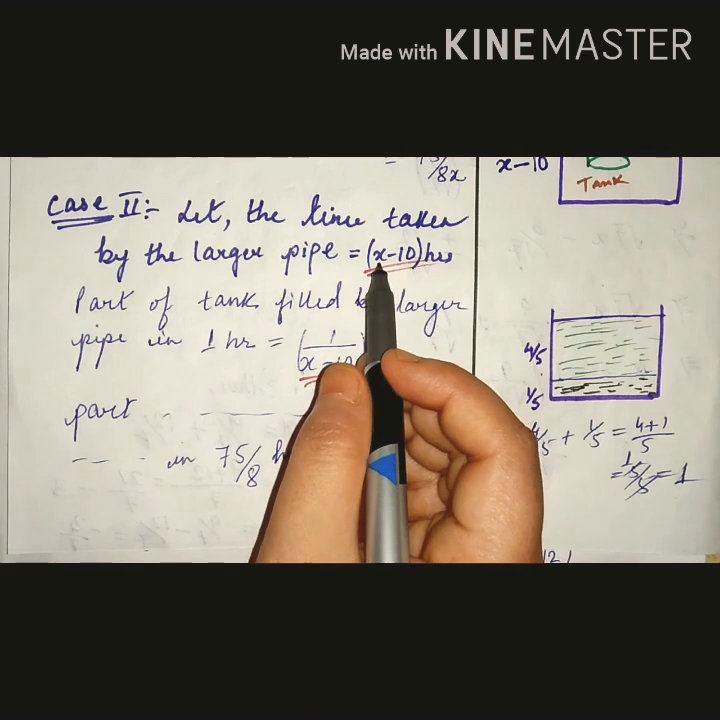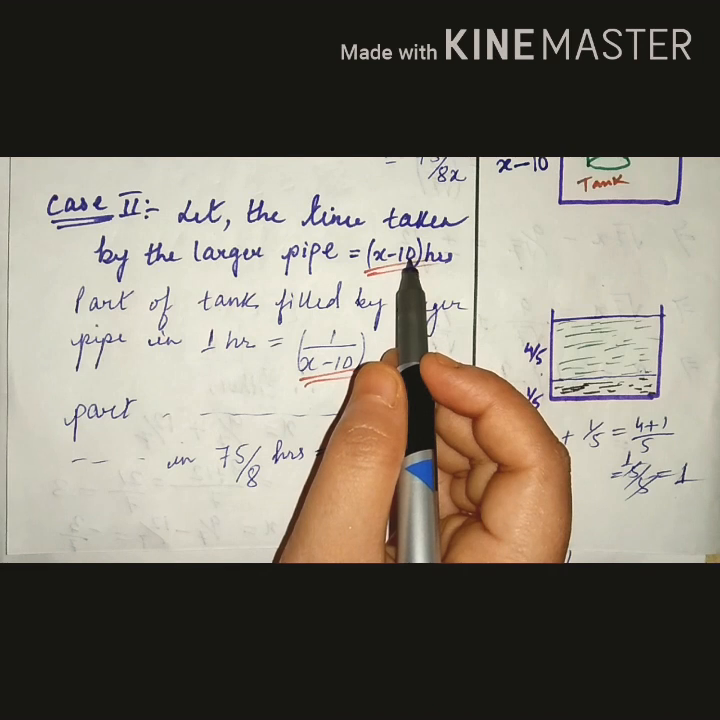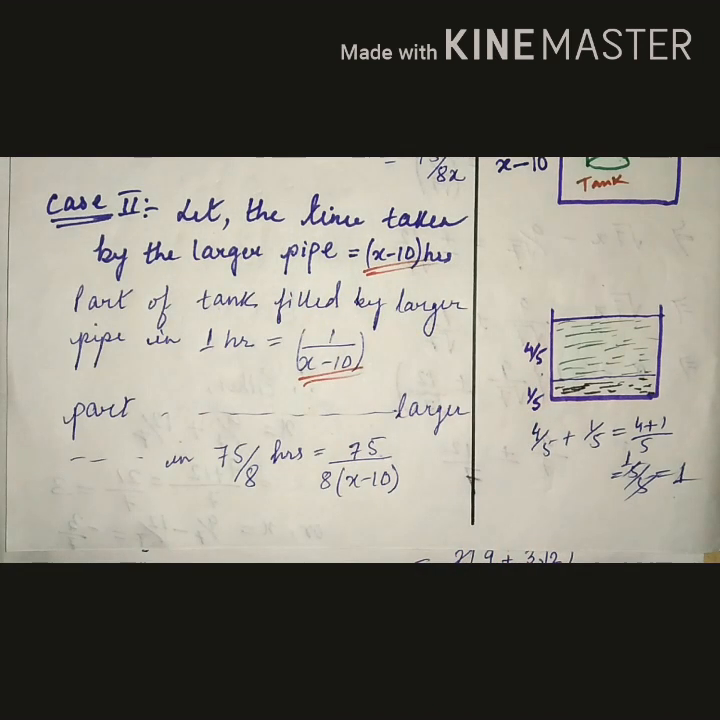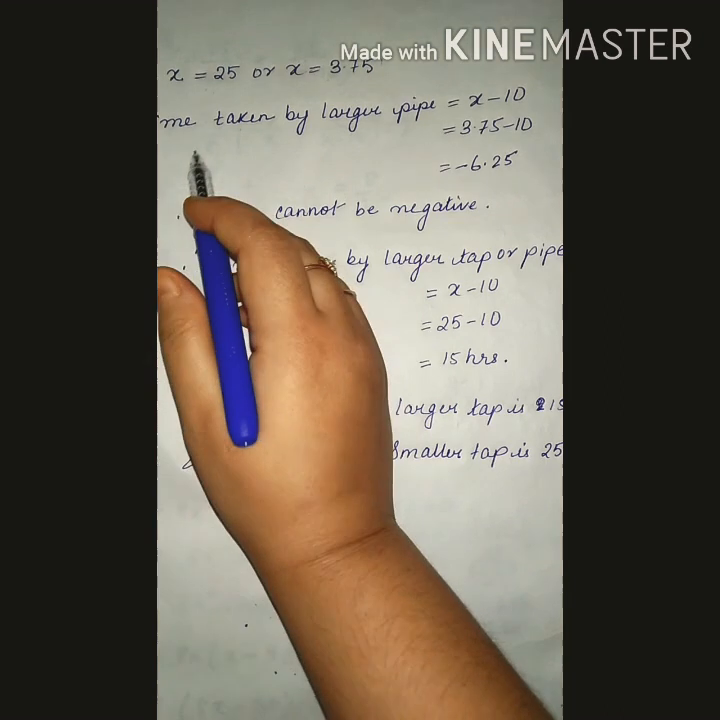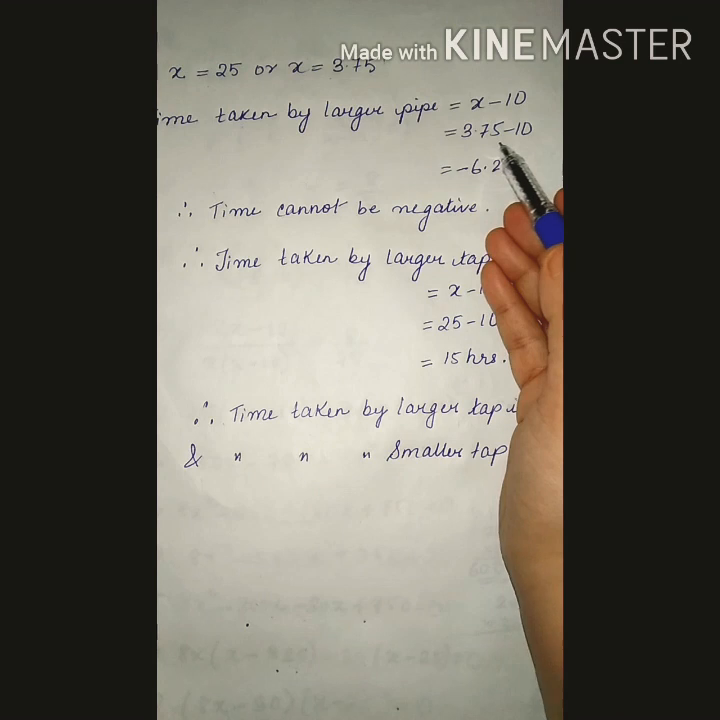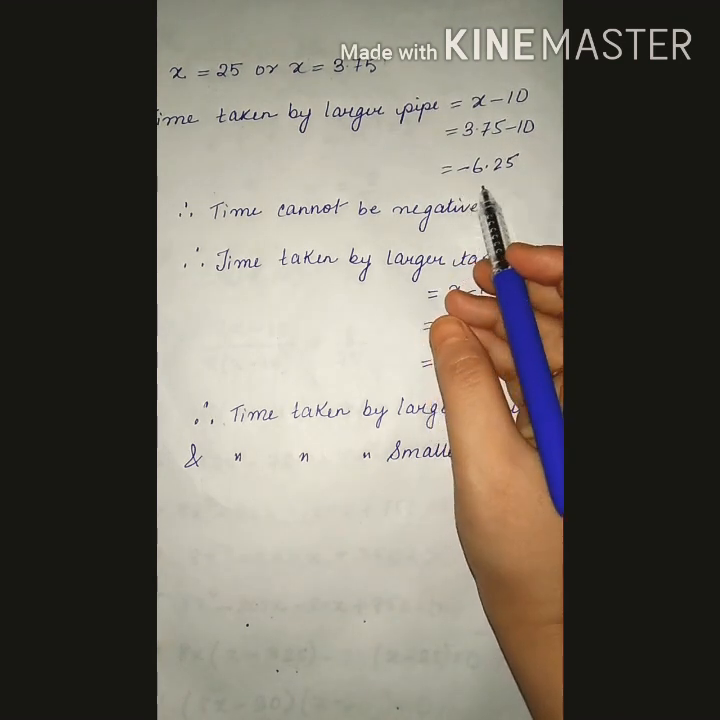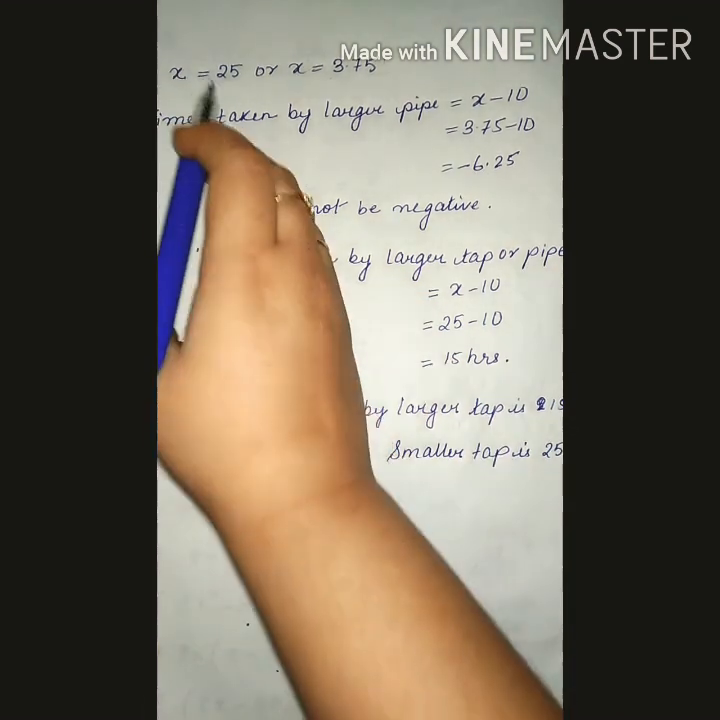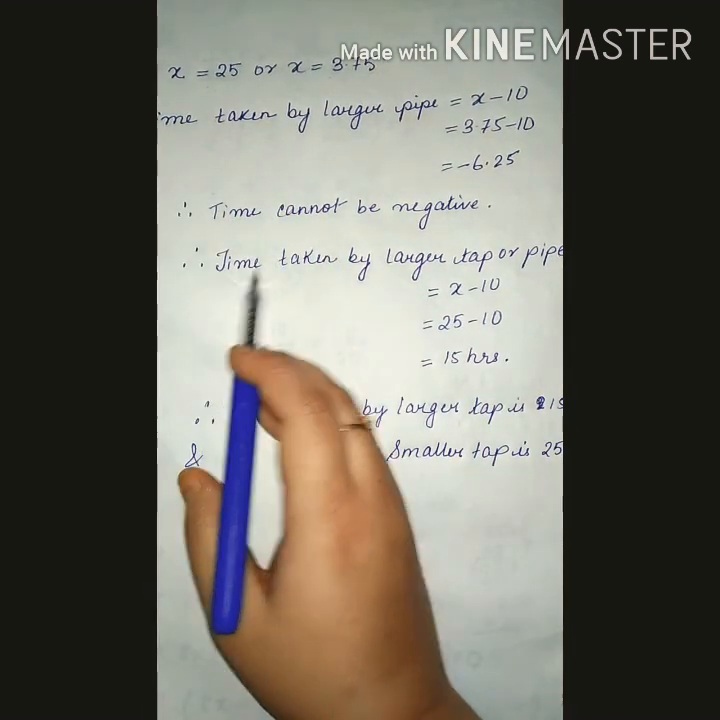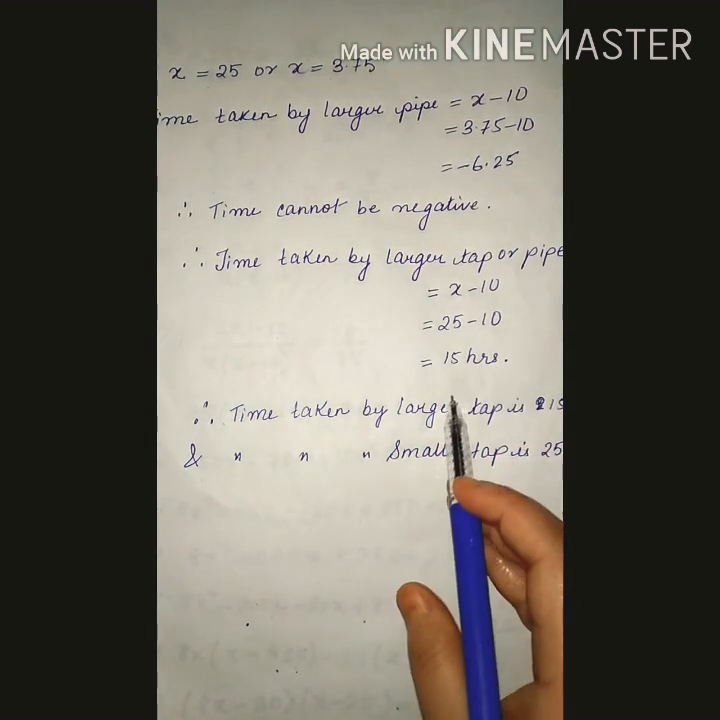But here you see, when you put 3.75 minus 10, it will be a negative number, minus 6.25 hours, which is not possible because time cannot be negative. So we have to write in this way. Time taken by larger pipe equal to x minus 10, which is 3.75 minus 10, which will be a negative number, and time cannot be negative, therefore we have to take that 25 one. That means time taken by the larger pipe or tap is equal to 25 minus 10, which is 15 hours.